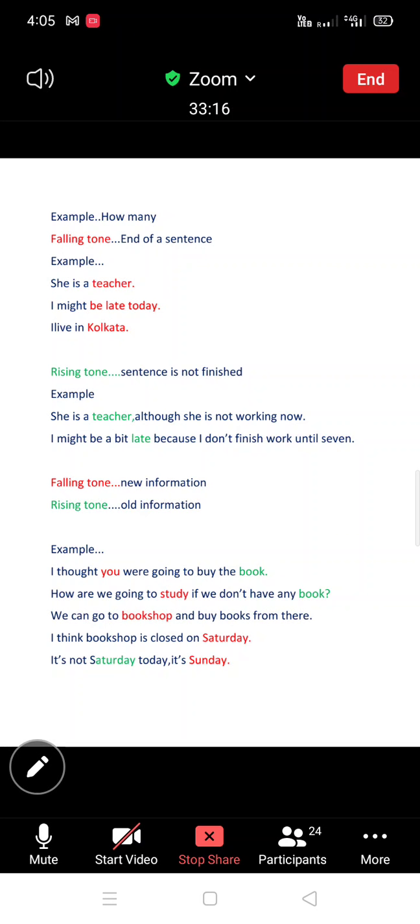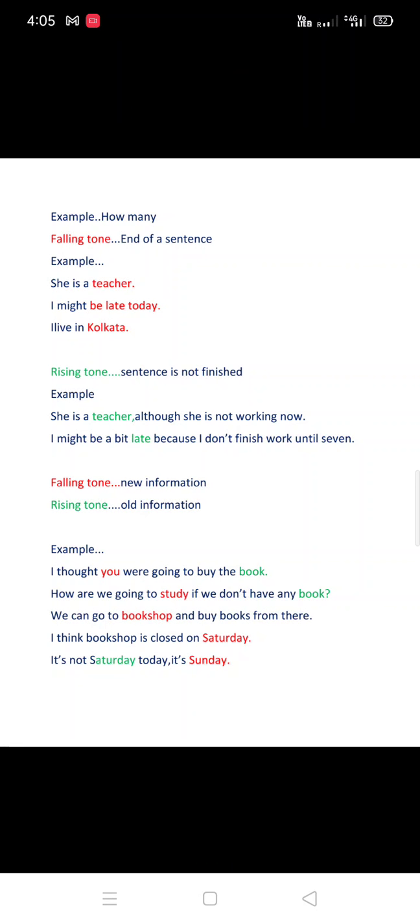like, she is a teacher. At the end of a sentence, okay, she is a teacher. I might be late today. I live in Kolkata. Here, falling tone is used at the end of a sentence. Here, you can see, she is a teacher. Our tone is falling here, right?